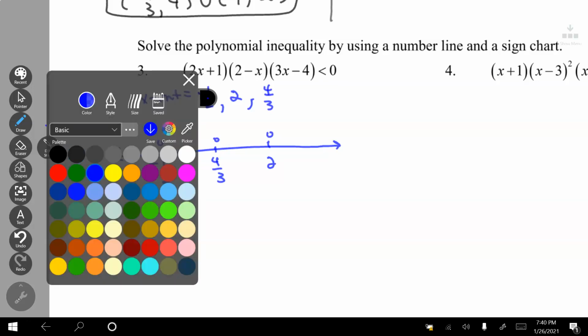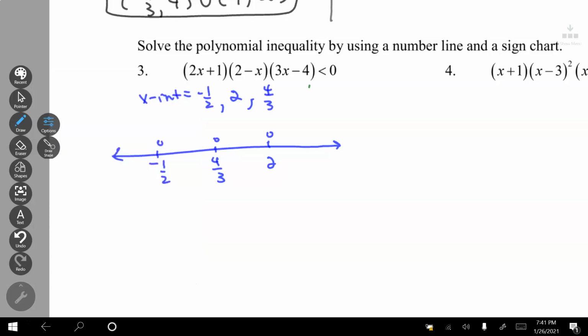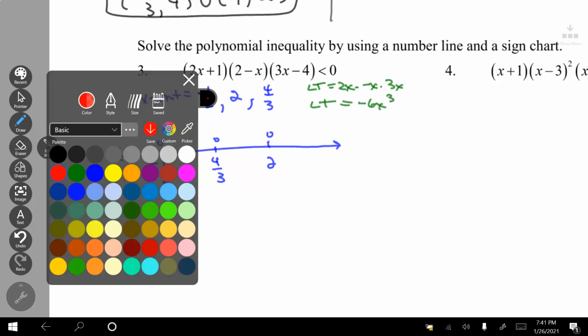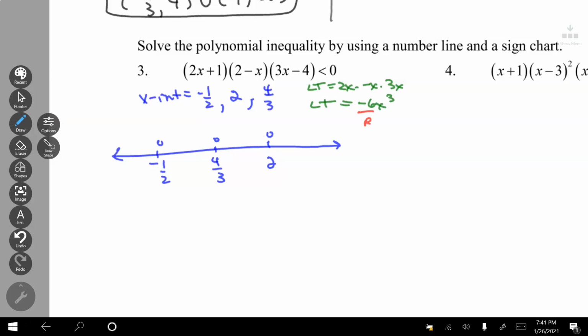I should pay attention to my leading term. My leading term is equal to 2x times -x times 3x. My leading term is equal to -6x to the 3rd. What does that mean? Well, because it's -6, it means the right side goes down to -infinity. So I'm going to put a negative sign right here. Okay? And it's going to alternate, and there's no bouncers here. So it's going to be positive, negative, positive. And since this is x to the third, I should know my left side should do the opposite of the right side, so it's going to be up, and it does go up.